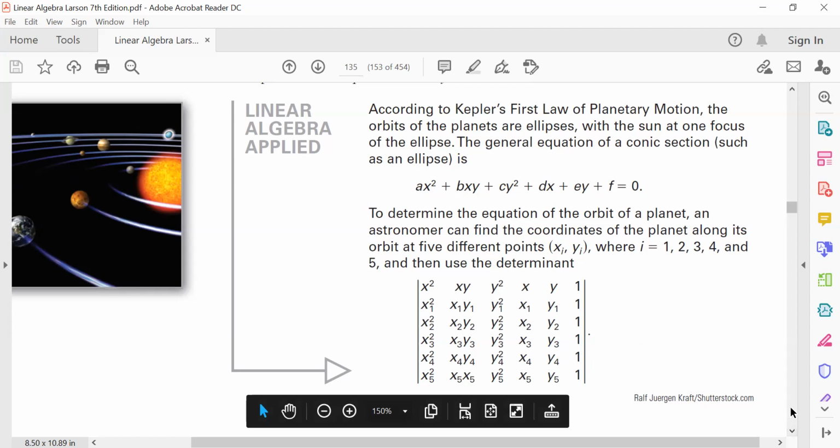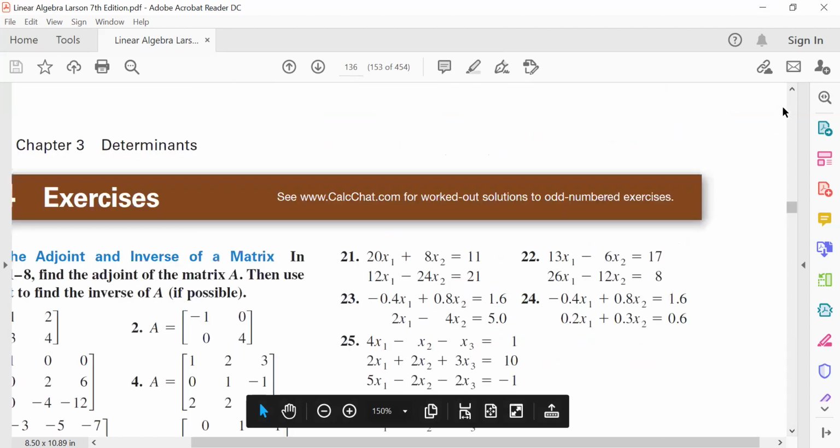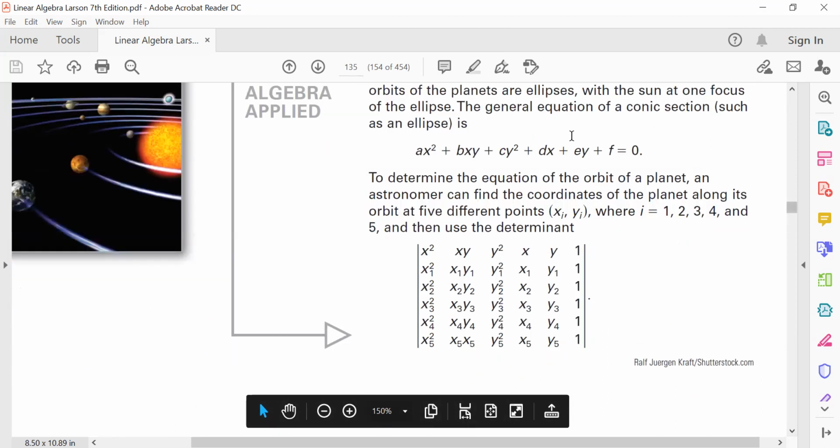And that, my friends, is the end of section 3.4 applications. And it has been a privilege and a pleasure sharing this with you.